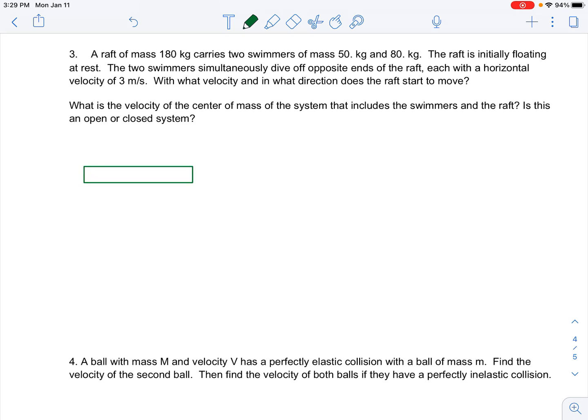So here's the raft. Let's put a 50 kilogram swimmer who's going to jump off one end, and let's put an 80 kilogram swimmer who's going to jump off the other end. The velocity of each is 3 meters per second. Now the 50 kilogram swimmer is going to jump off in the opposite direction, so I'm going to call that negative 3 meters per second. Okay, and then the raft has a mass of 180 kilograms.